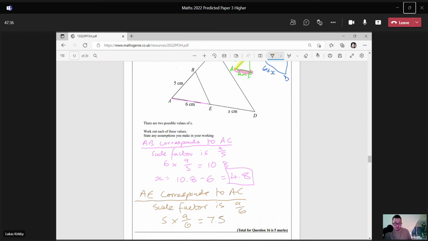again, so we know that 6 plus x is 7.5, so x is going to be 7.5 minus 6, which is 1.5. So those are our two options, and let's just make sure we're writing centimetres for both of them as well.